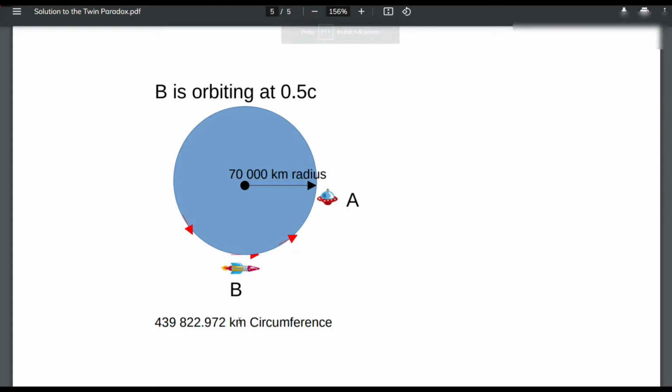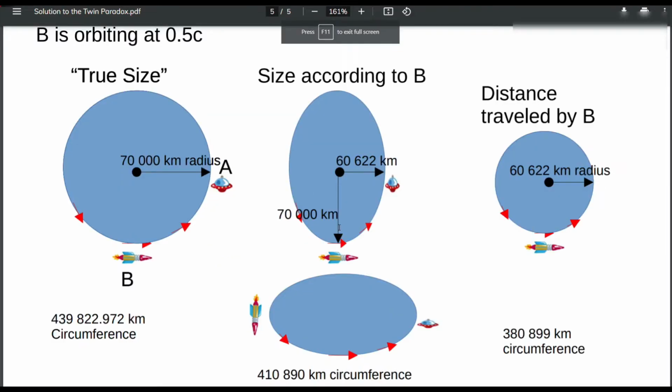So now, how would length contraction work in this case? Well, the length would only contract in the direction of B's motion. So at this snapshot, this will actually be an oval. We know the true size of this orbit, which would be the orbit according to A, is 70,000 kilometers. But because B is moving at half the speed of light, there's length contraction in the direction of motion. So according to B, if we're on B's spaceship, this is actually an oval. And most importantly, B is always on the longer side of that oval.